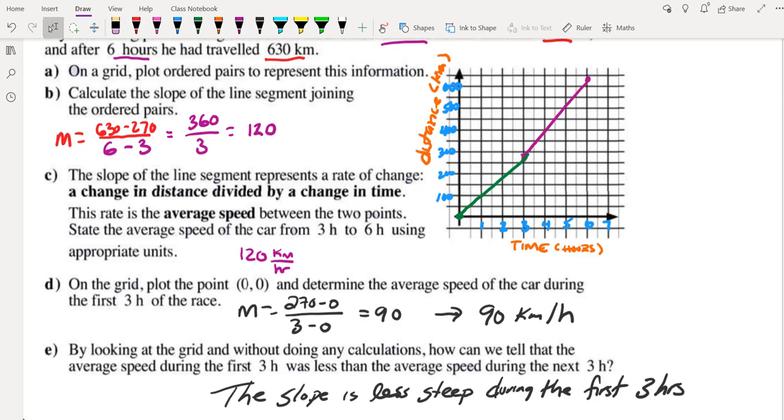So in E, it's asking us, how could we tell just by looking at the graph, without doing any calculations, that the first part was slower than the second part? This goes back to what we discussed in the previous unit with slope. It has to do with the steepness. The second part is steeper than the first part, and the steeper it is, the faster the rate of change is occurring. So it's less steep, so it's going to be slower in the first 3 hours.